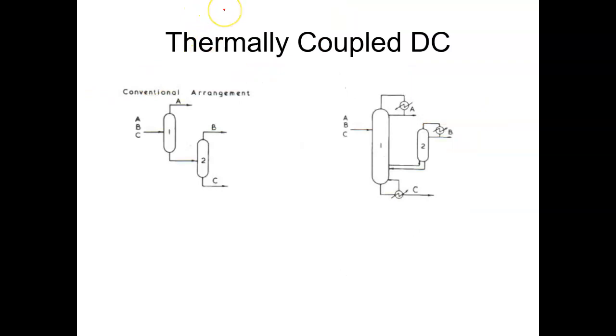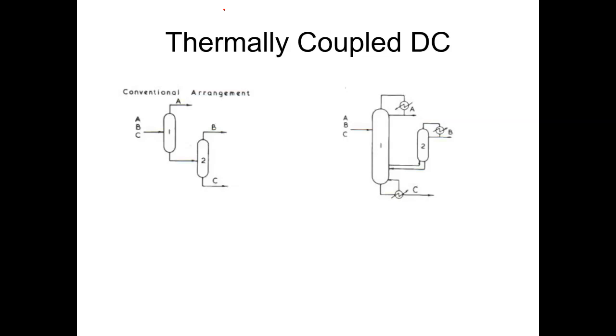Third, another aspect which we can do is a thermally coupled distillation column. This is generally possible when you have columns in sequence. Now if you look at the left hand side conventional arrangement, we have two reboilers and two condensers, and the columns are operating without any exchange of energy.